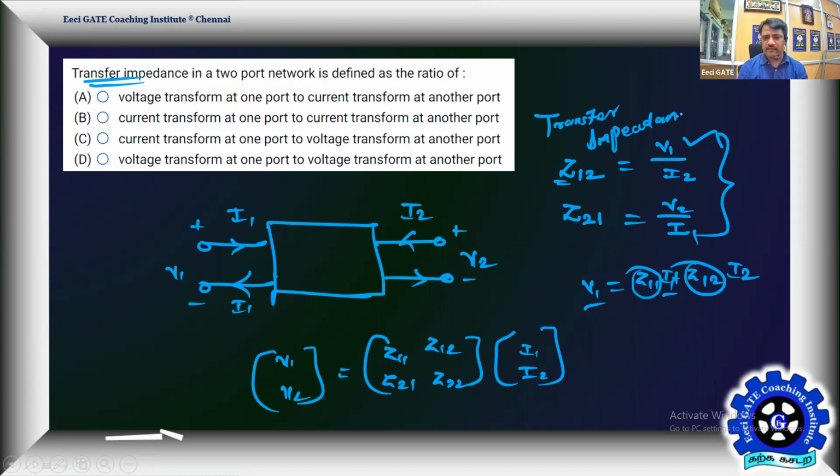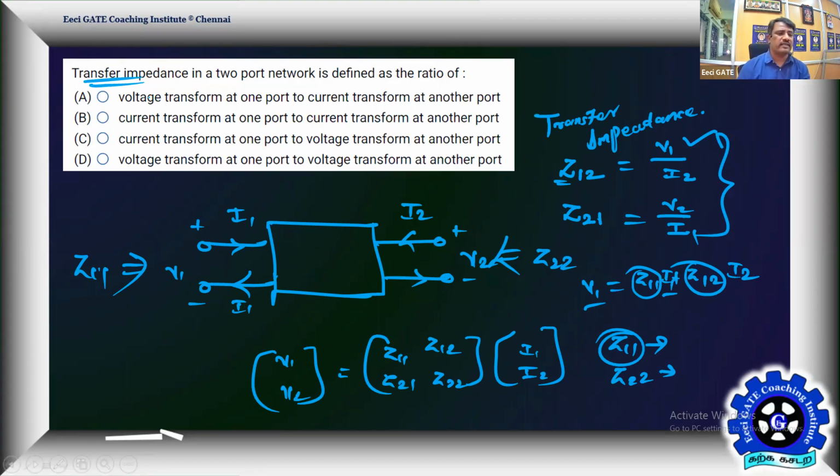What about Z11 and Z22? Z11 and Z22 are the same-port impedances. Z11 means the total impedance seen by the source connected at the input port. Z22 means the total impedance seen by the output port. They are not transfer impedances. They are the total impedances for the corresponding port.